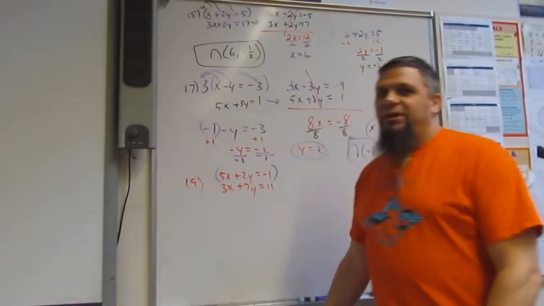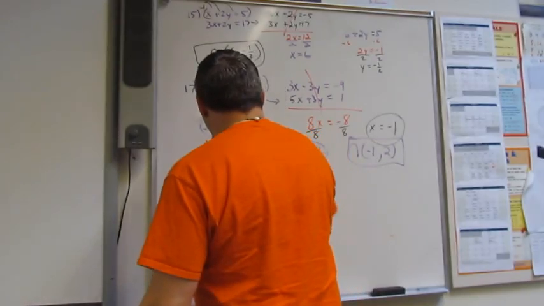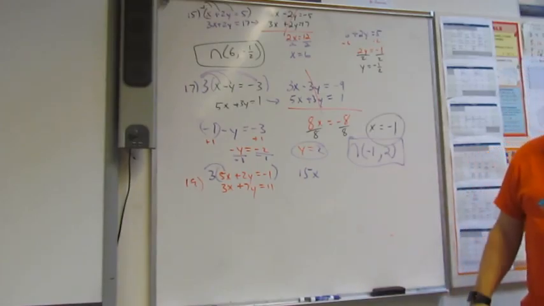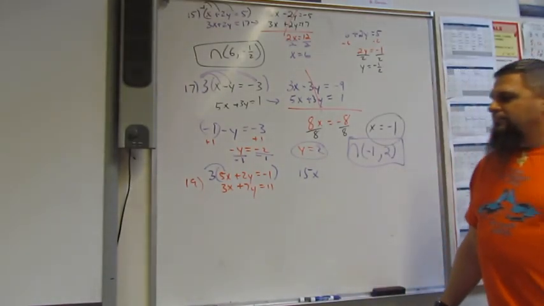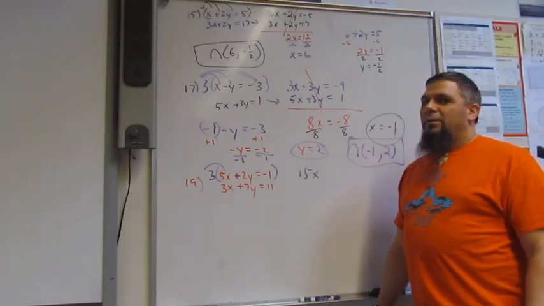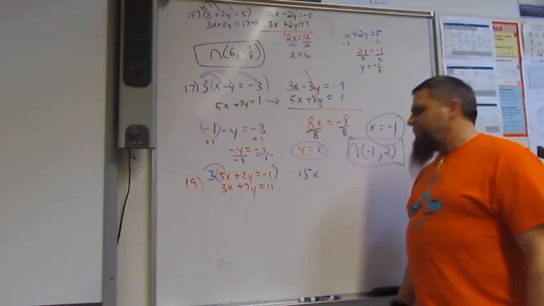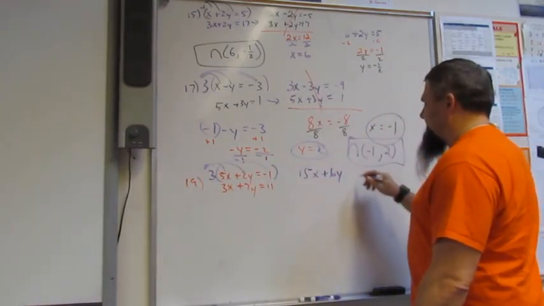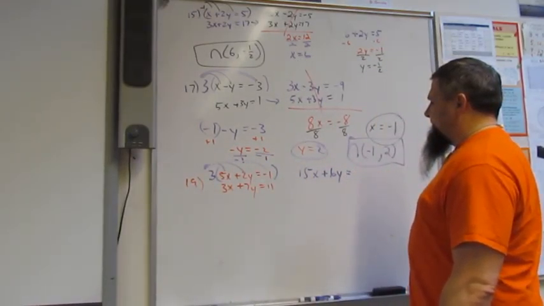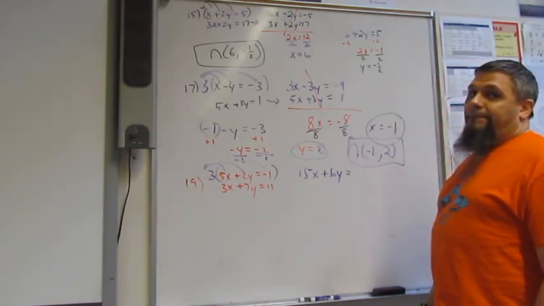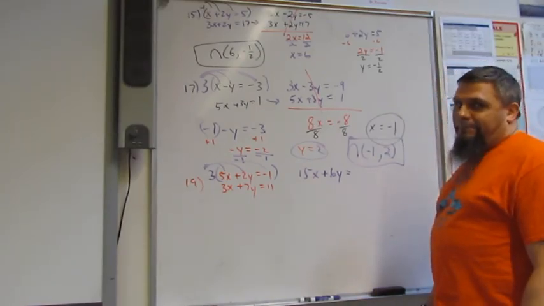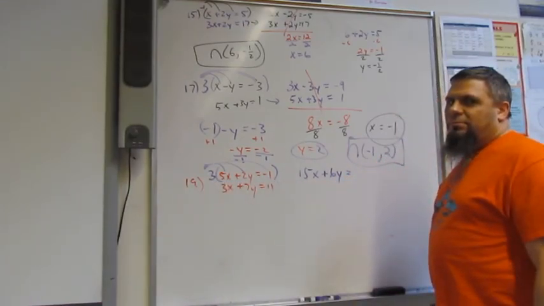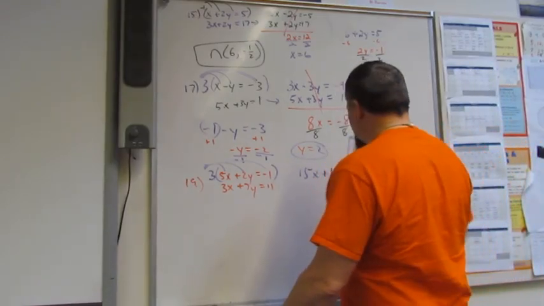So what times 5 is 15? 3. Okay? And so when we do that, we got 15x, then what? Plus 3 times 2y. So then 3 times 2y would be 6y. Perfect. So 15x plus 6y equals negative. You got it. 2.